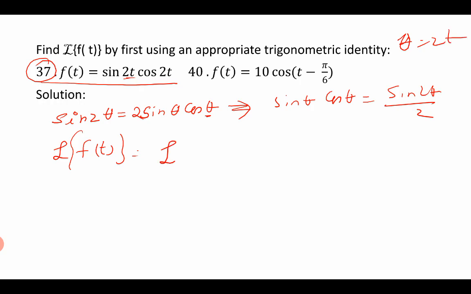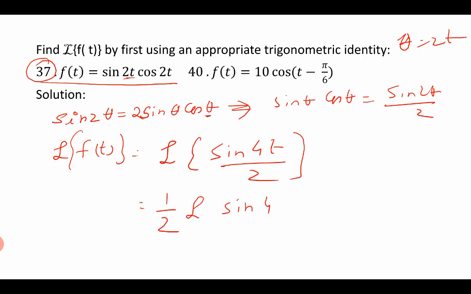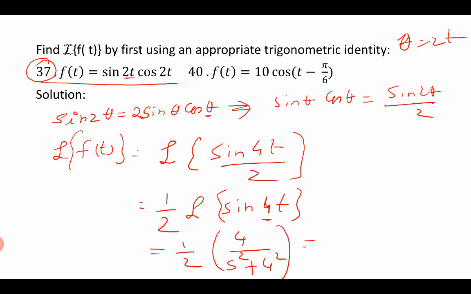Then what happens? This will be the Laplace of sine 4t divided by 2. So 1 by 2 is constant. What is the Laplace of sine 4t? k is 4. The answer is 1 over 2 times, the constant is 4 here, so you can write 4 over s square plus 4 square. And then 2 can be cancelled with the 4. You can write finally 2 over s square plus 16. That's the end of this problem. And problem number 40.